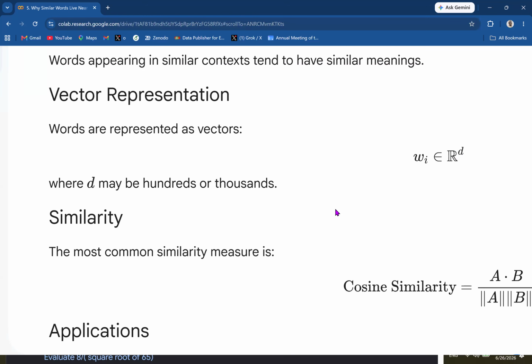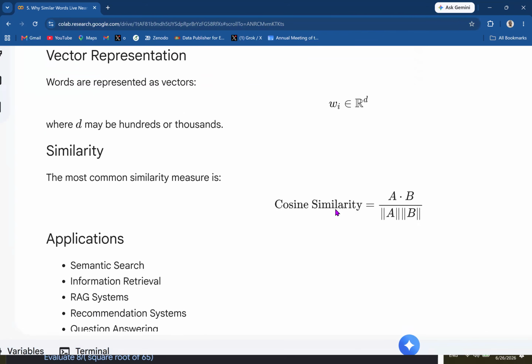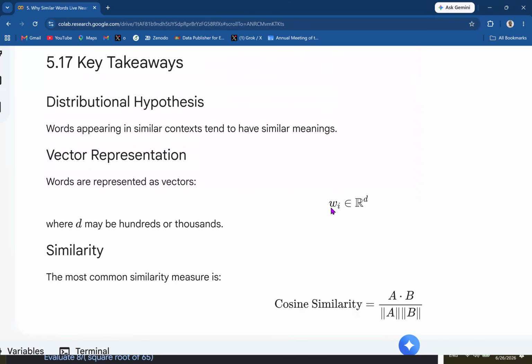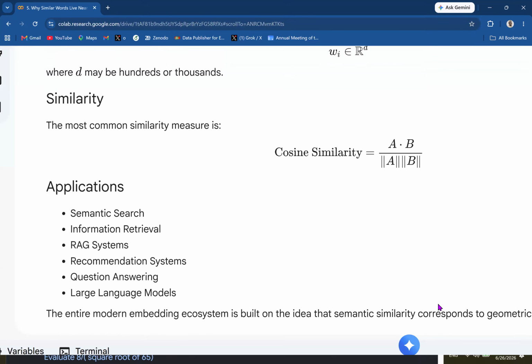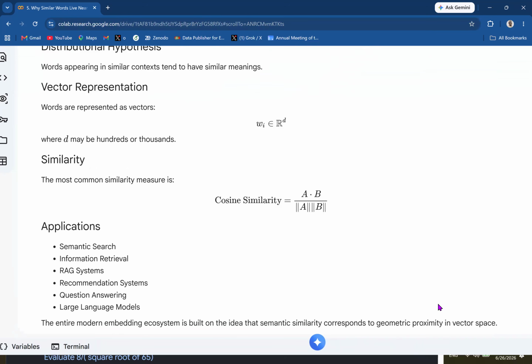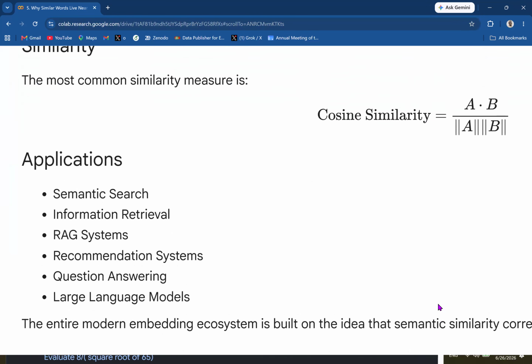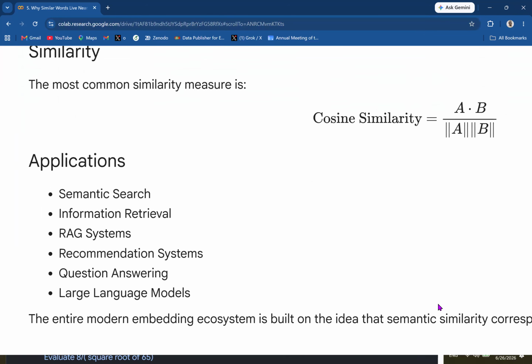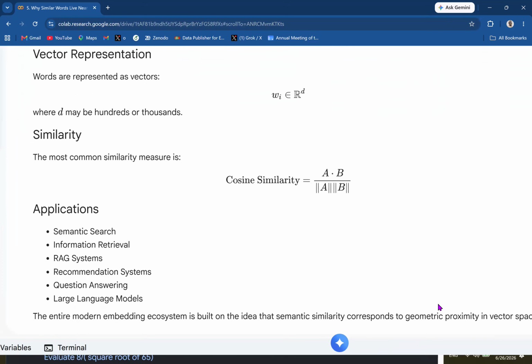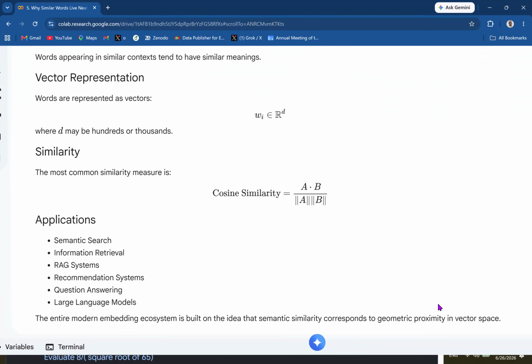And then it becomes something out of this world, if you like. Talking about similarity, the most common similarity measure, which is preferred to Euclidean distance, is the cosine similarity: the dot product over the product of the magnitudes of the two vectors involved. For applications, we have semantic search, information retrieval, RAG systems, recommender systems, question answering, large language models. The entire modern embedding ecosystem is built on the idea that semantic similarity corresponds to geometric proximity in vector space. So words become vectors, word2vec. That's the kind of idea.